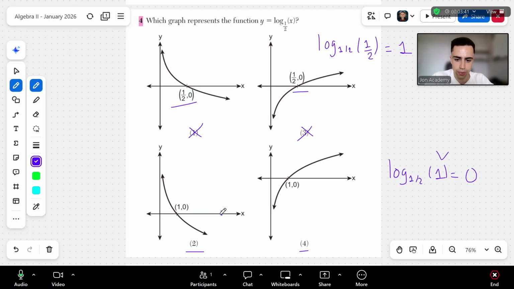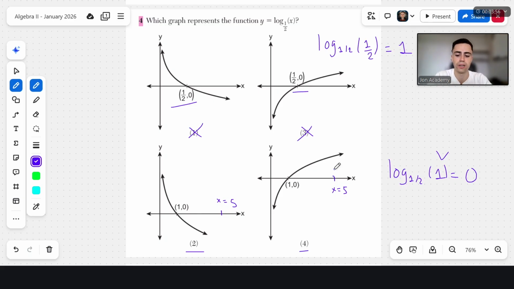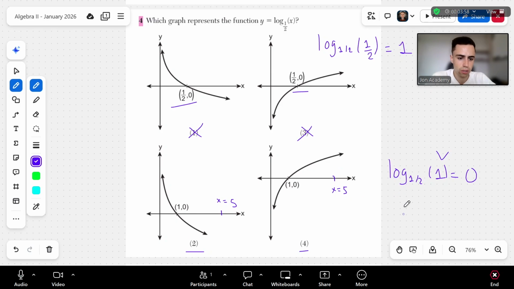So we see, for example, for x equal to 5, somewhere here, we're going to check if it's above or below the x-axis, either if we get a positive or a negative value. So let's do logarithm in base 1/2 of 5, and on the calculator we see we get around minus 2.32. So that means it's negative. So it's going to be the second option here.